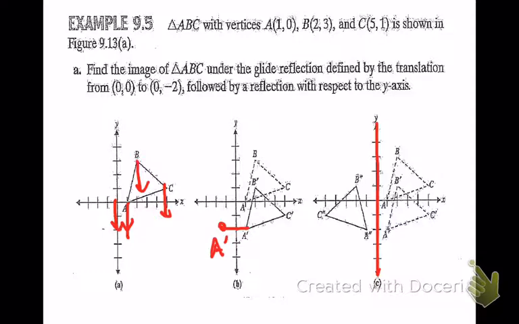You don't have to measure it, just use the tick marks on the graph. B prime is 2 over from the y-axis, so we'd go 2 over this way on the other side of the y-axis. We'd get B double prime, and so on. You do that for each point. It should end up looking like what I have in C. So make a reflection across the y-axis.